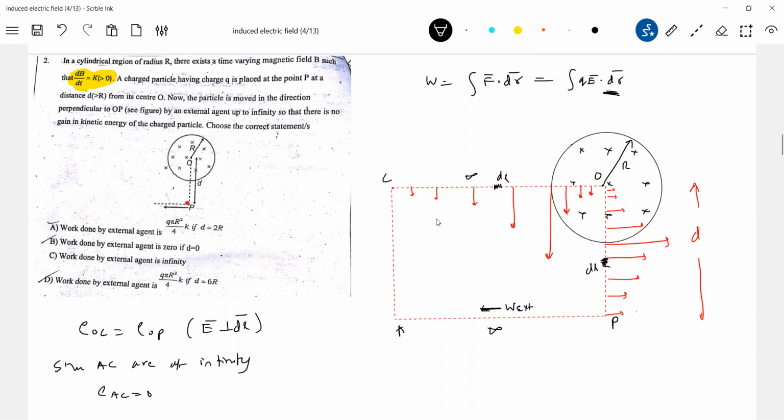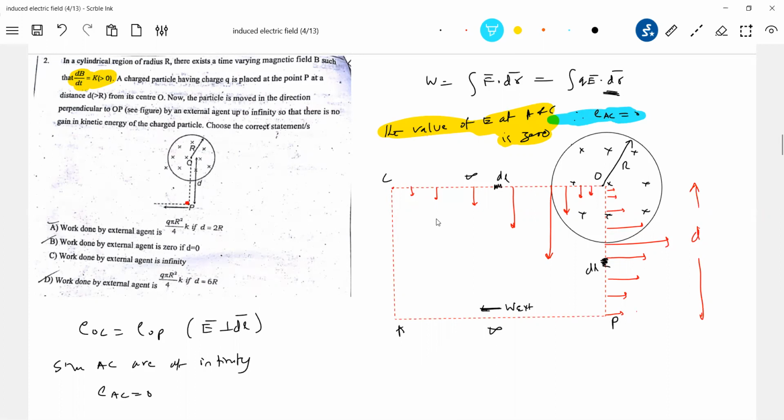In the diagram it appears finite. I wrote infinity. It should be understood that points A and C are at infinity. So what is the value of the induced electric field there? It will be zero, because the field keeps decreasing and becomes zero. So the value of the induced electric field at A and C will be zero. This is something you should write: the value of E at A and C is zero. So definitely EAC will be zero. So somehow we are able to get that.